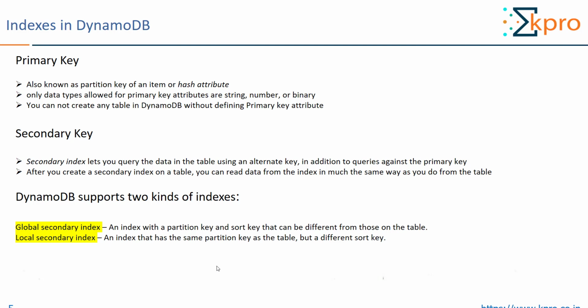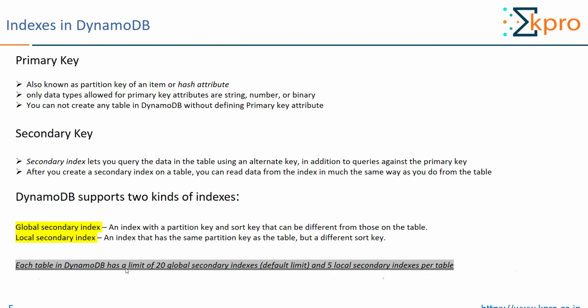And a local secondary index is when you want to create a secondary index and you have chosen one of the columns, or the same column, as a primary key or a sort key. That is called a local secondary index. Same partition key but a different sort key. Now, each table in DynamoDB has a default limit of 20 global secondary indexes and 5 local secondary indexes per table. You can increase the limit, but you have to raise a service request with AWS support. I don't know what the maximum would be after the service request, but the current limit is 20 global secondary indexes and 5 local secondary indexes per table. It's not per region or account.